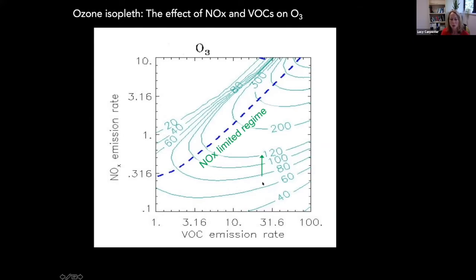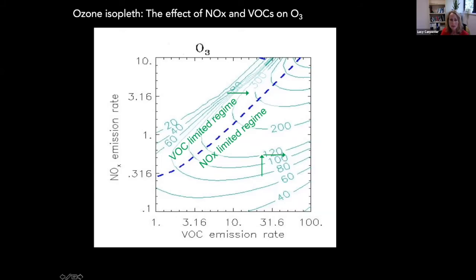So if you're NOx limited, as you increase the NOx emission, you will increase ozone as well. Whereas if you increase VOCs, you probably won't change the amount of ozone very much. If you can see along this contour, it doesn't really change the ozone very much. And if you're in the VOC limited regime, it means that if you increase VOCs from a particular starting point, you will also increase ozone. So in this case, you would increase ozone very steeply from around 50 or so ppb of ozone right up to more than 200 ppb of ozone.